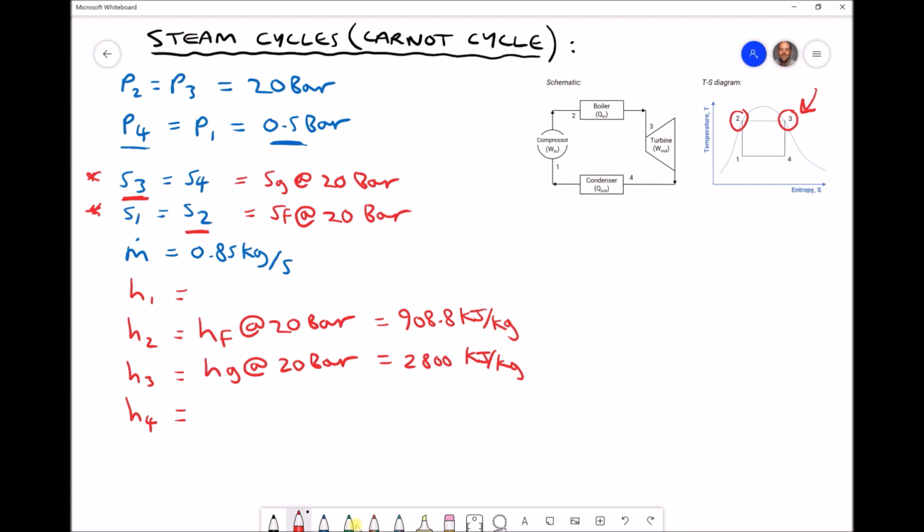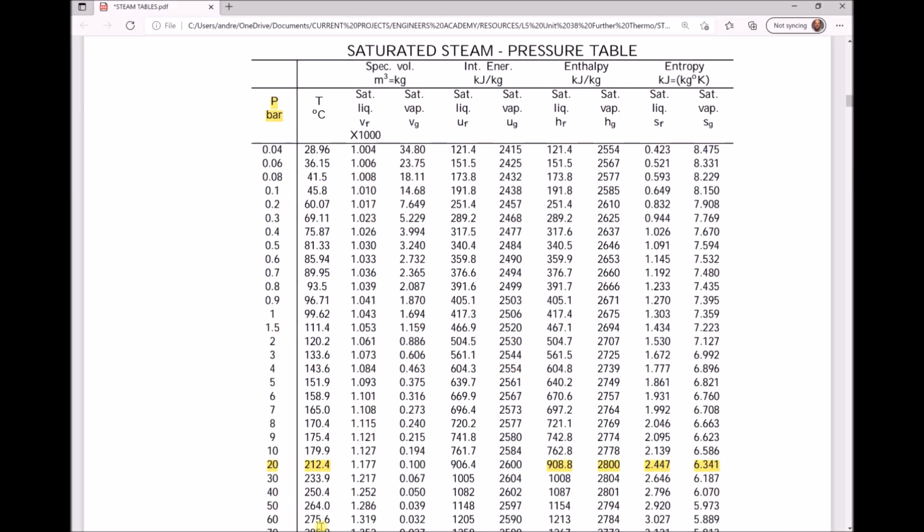So returning to our steam tables at 20 bar, we've extracted our enthalpy values, but we also need the entropy values that correspond with our steam at 20 bar for both wet and dry saturated vapour. So I've previously highlighted these values because at 20 bar we know that Sf is 2.447 and Sg is 6.341. Let's take those values back across and then we can work out the dryness fraction of our steam at position 4 and position 1.